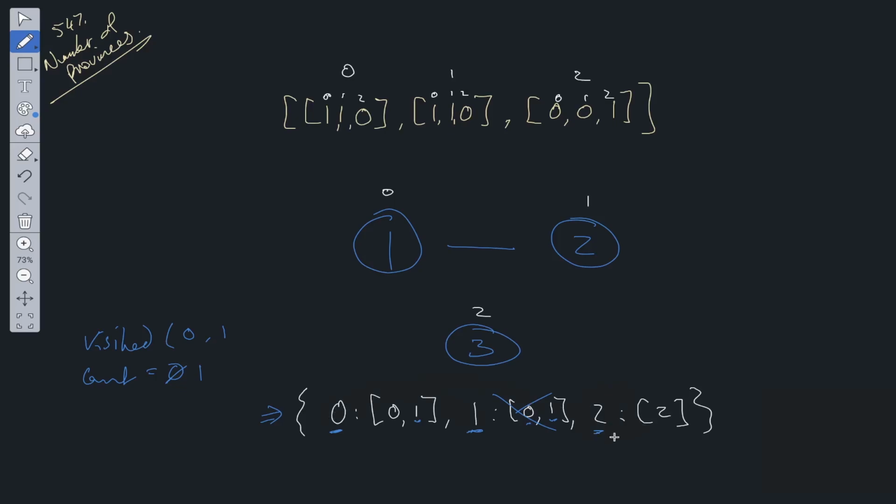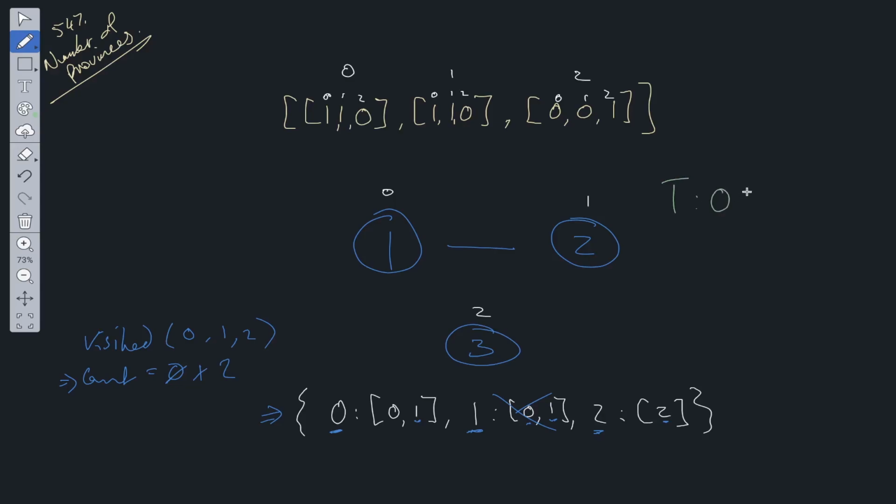Then we move to 2. We check if 2 is in visited. It's not, so we add it into visited. Then we check 2's neighbors. Well, 2 is a neighbor of itself. That is within visited, so we don't look any further. We return 1, which will add on to count. Then once we finish this loop, we can just exit this and return our count.